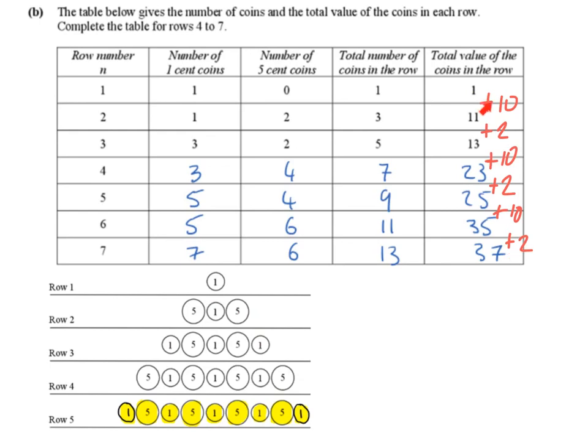So we add on 10, then we add on 2, then we add on 10, then we add on 2, then we add on 10, then we add on 2. So we get up as far as 25. So we add on 10 to get 35 and add on 2 to get 37. So if we wanted to continue this on, we would add on 10, add on 2, add on 10, add on 2, and so on.